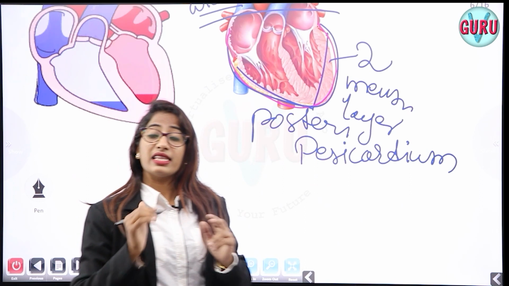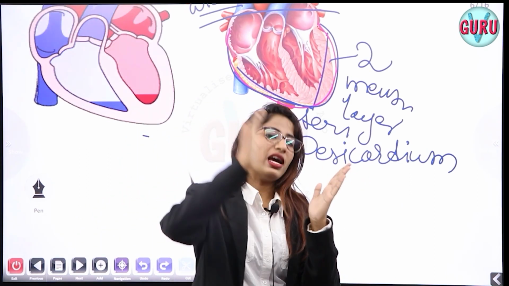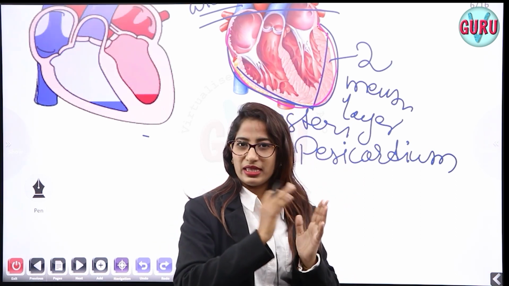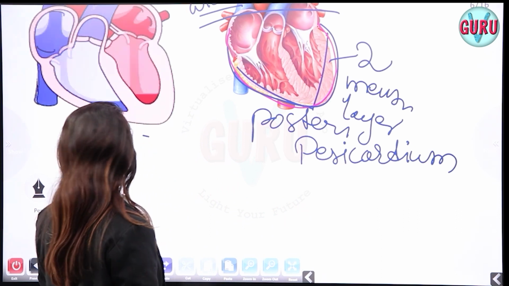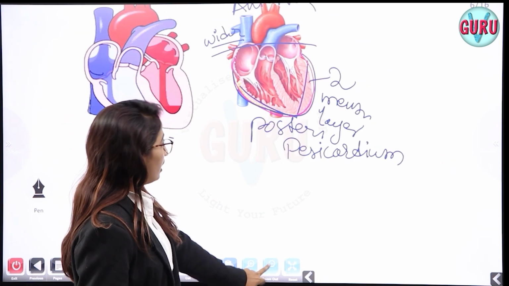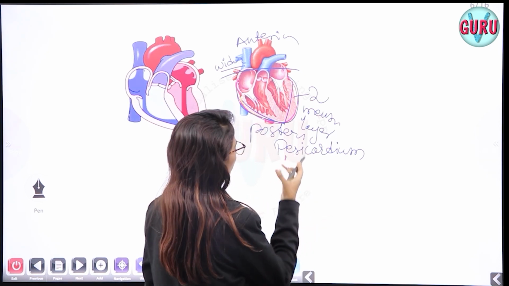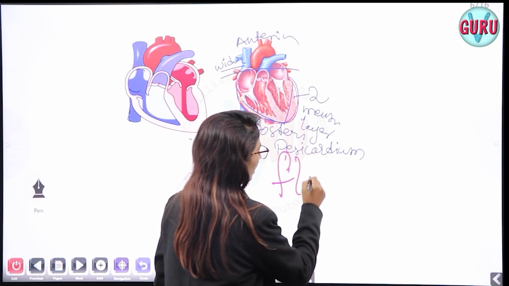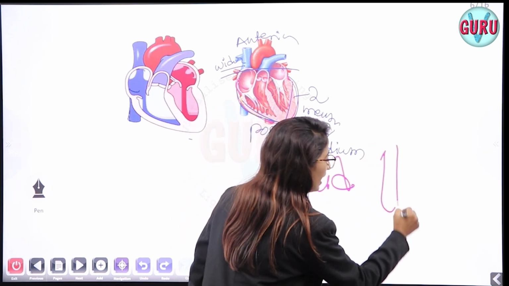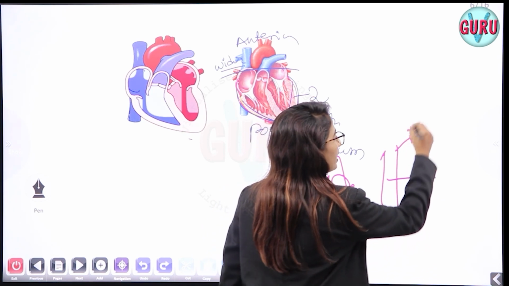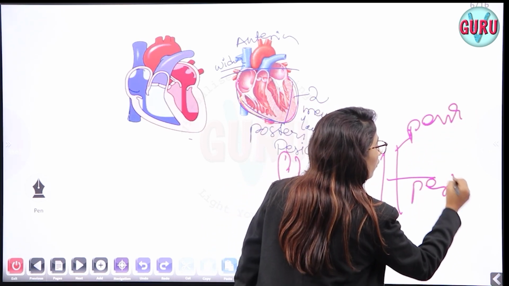So I said there are two layers. So there is a gap between one layer and the other layer. So what will be there in between? In between there is a fluid called pericardial fluid. So the fluid present in between the layers of the pericardium is called pericardial fluid.